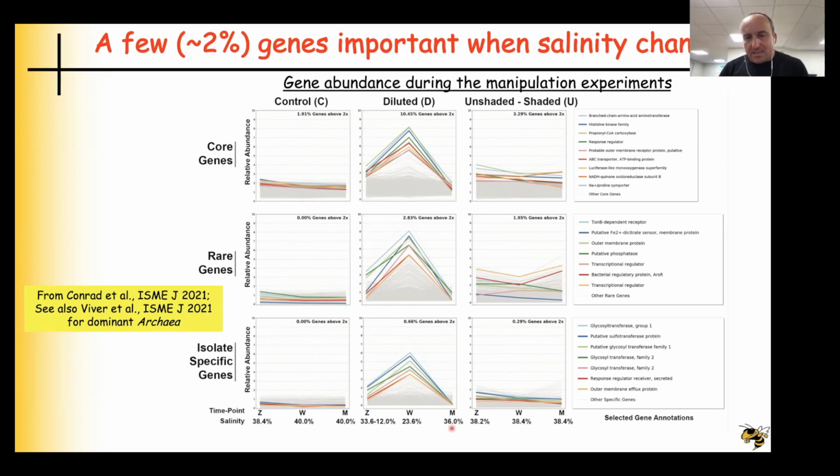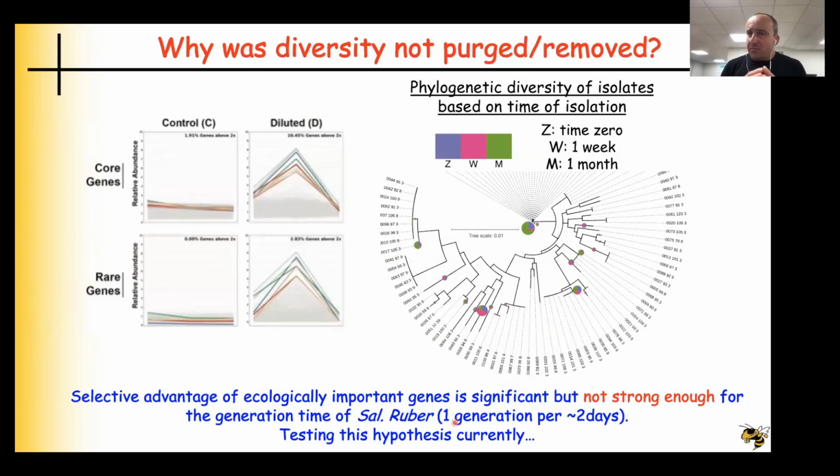However, 1 month later, when conditions changed, these genes went back. And actually, if we look at the isolates we got 1 month later, they are very similar to the ones before. So even though they are ecologically important, they don't seem to purge the diversity. They don't seem that the organisms that have them can outcompete the rest.